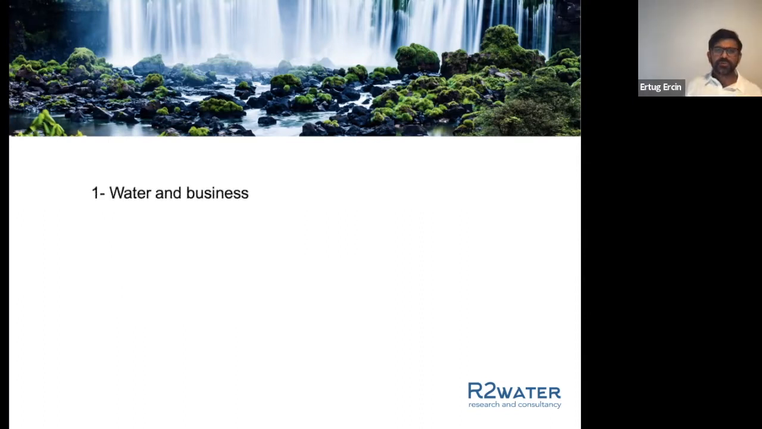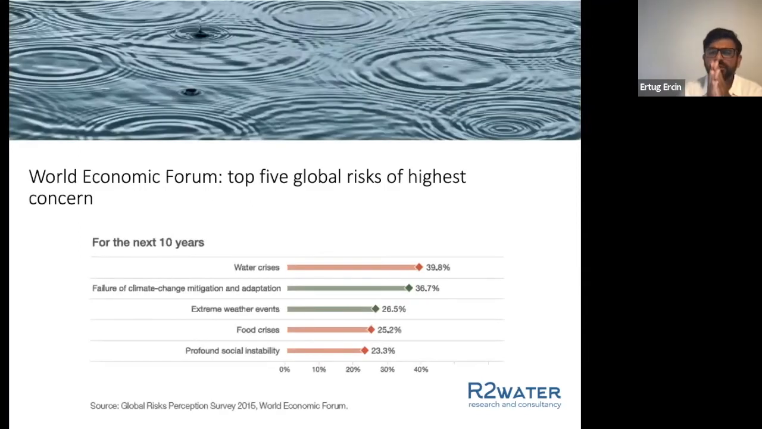So let's start with the why water and business is the key. If you look at this World Economic Forum, the companies, these are big companies managing a large amount of resources, they see water as a big risk. Almost 40% think it's top on their agenda on risk management. Why? Because water shortage is everywhere.